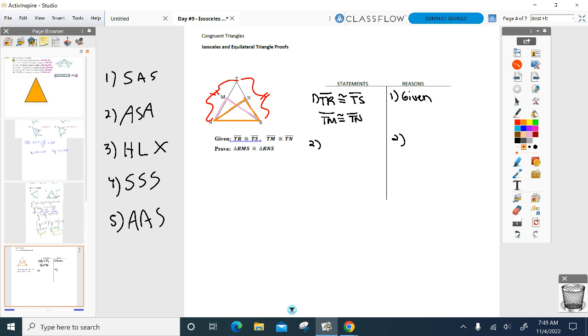How about TM and TN? Can I count those as sides? No, they're not in the triangles I'm proving congruent. I'm trying to tell you guys, I didn't give you anything. I didn't give you any sides or any angles. So you're on your own for that. But I can use these givens to get some sides or angles anyway.